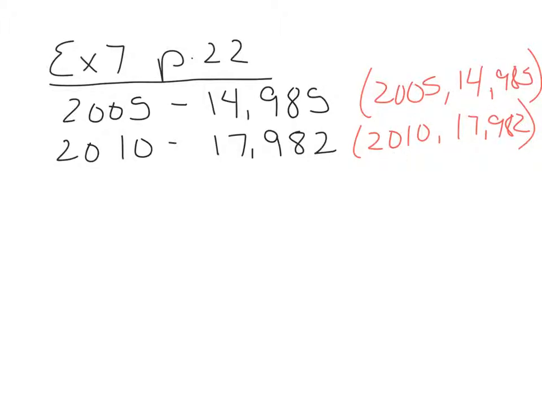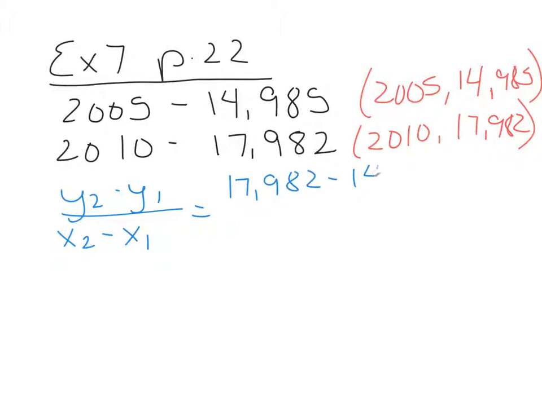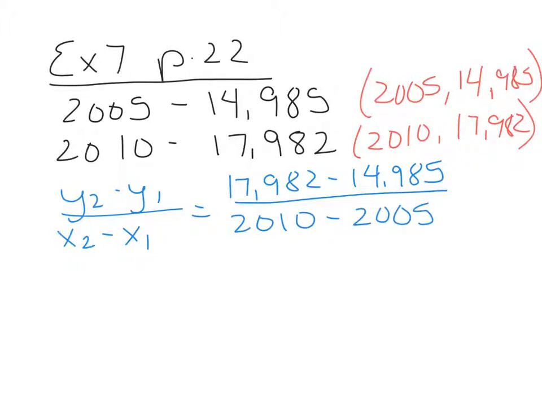And then we can have X1, Y1, X2, Y2, so that we're ready to find a slope by using the slope formula. Y2 minus Y1 over X2 minus X1. So Y2 is here, minus Y1 will be 17,982 minus 14,985, and X2 minus X1 will be 2010 minus 2005.